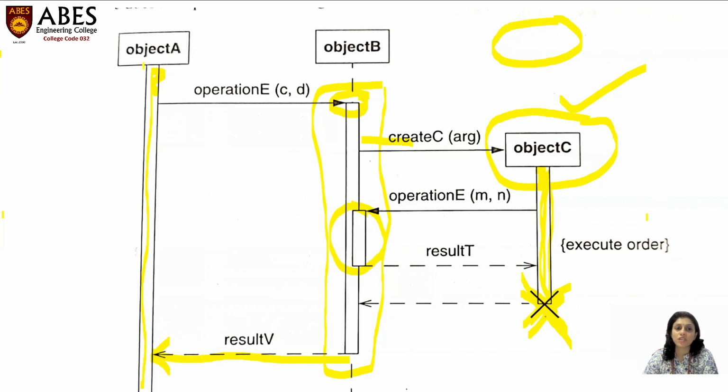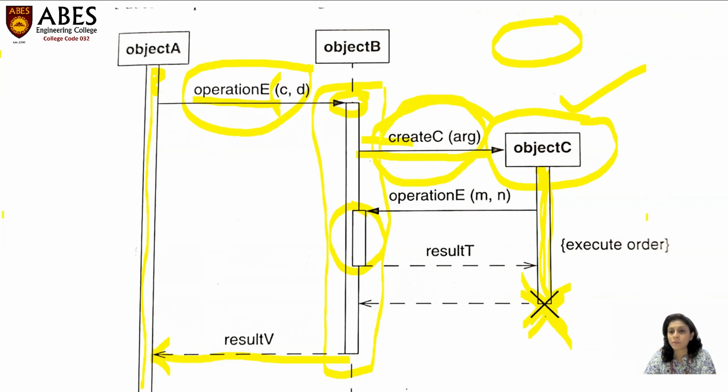So now if we go, object A is executing an operation E, wherein two arguments are being passed, C, D. As soon as this function is called, the object B comes into existence, where it asks for creating C. An object C is created on this call. As soon as the object C is created, it executes its work and it returns operation E, M, N. Now, here comes the role of recursion. Can you see this operation and this operation are the same function.